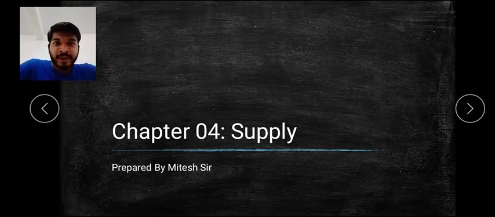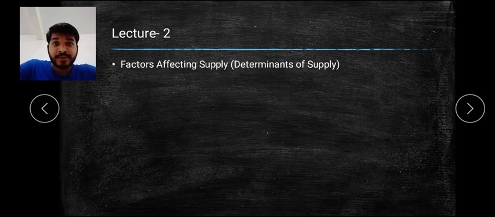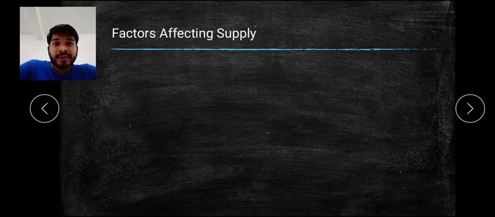We already started chapter 4, that is supply, and this is the second lecture. Now we have already completed the meaning of stock and supply. Today we are going to start with factors affecting supply. It is also known as determinants of supply. So let's see what are the factors affecting supply.